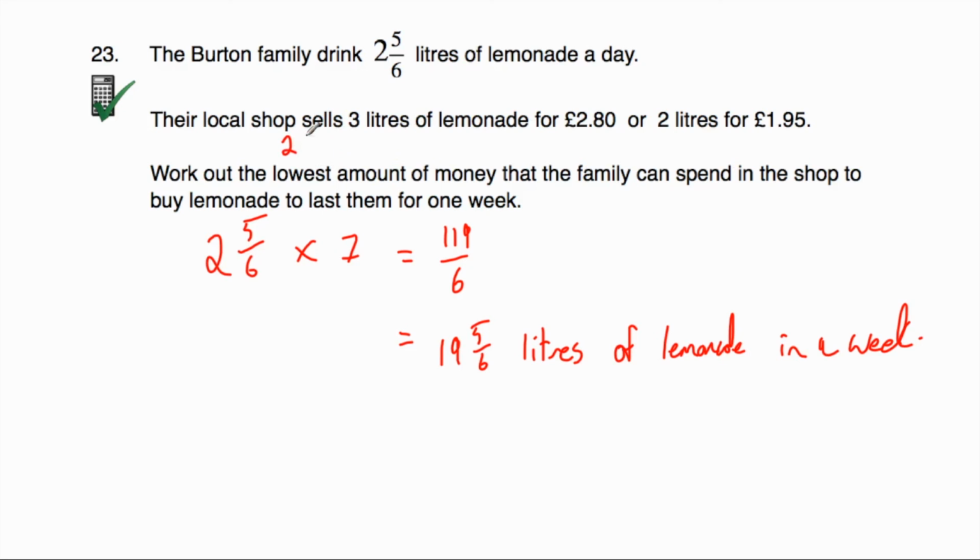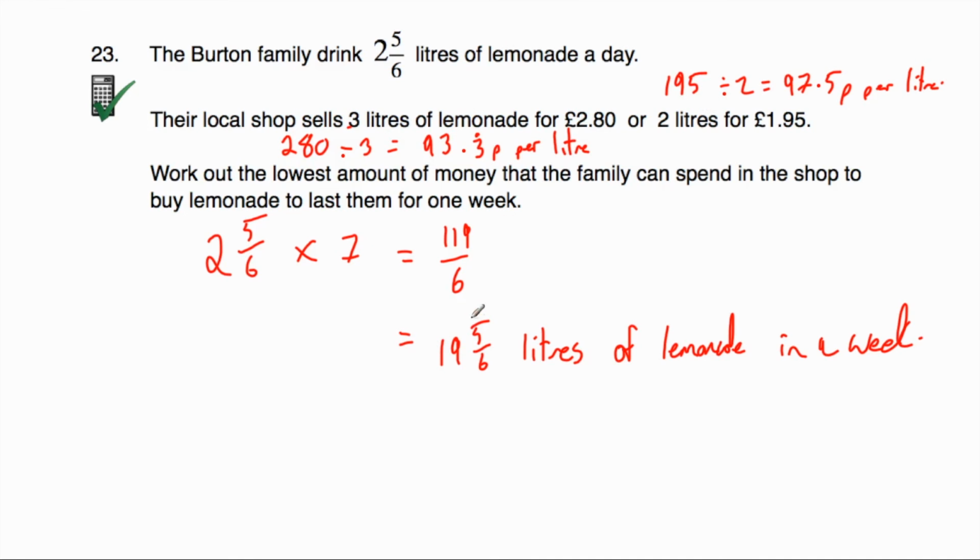So let's take the 280 pence and divide it by 3 and work out how many pence per litre it is in this bottle. So 280 divided by 3 is equal to 93.3 recurring pence per litre. So that's for the 3 litre bottle. And for the 2 litre bottle, if we take the £1.95 and divide that by 2, that's equal to 97.5p per litre. So that means it is better value to use the 3 litres of lemonade than it is the 2 litres of lemonade.